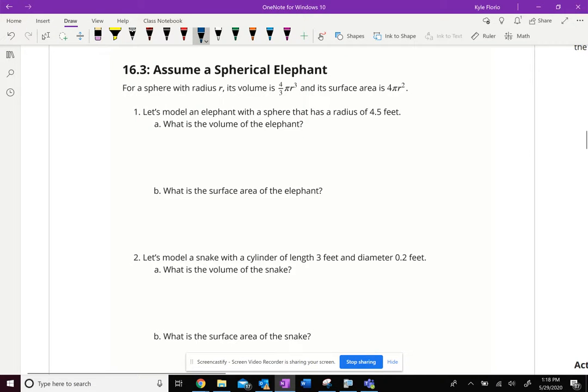Geometry 16.3, assume a spherical elephant. It's kind of an inside joke. A lot of times in physics, you assume things that are clearly not true, but it makes the calculations easier. And the more difficult you make the assumption, the more accurate it's going to be.